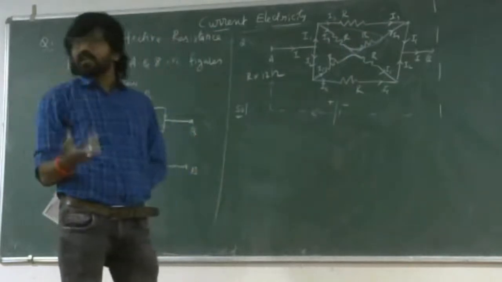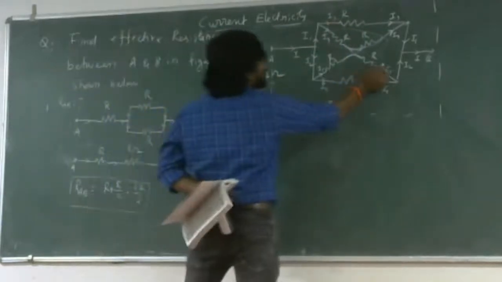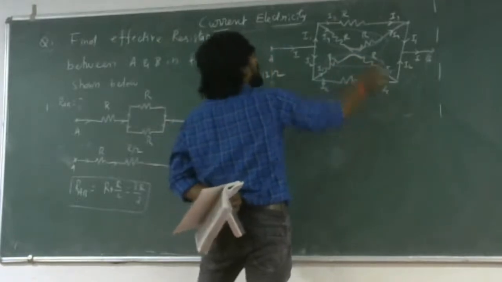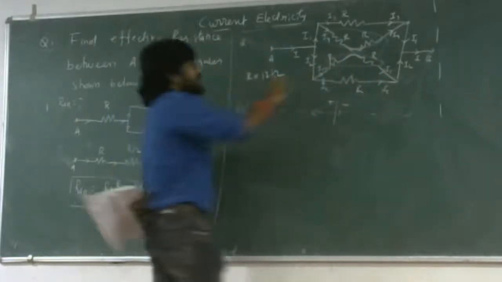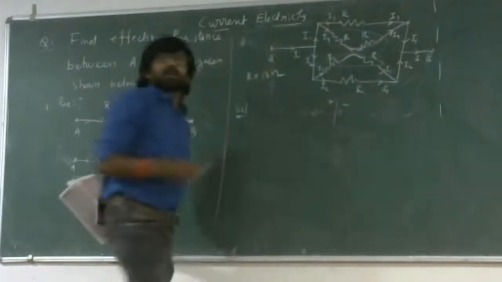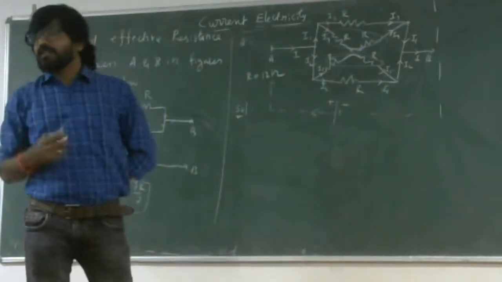Reduce again further. Similarly, these two are in series. The resultant one and this will be in parallel. Reduce those two into one. So like that, this resultant one and that resultant one will be in parallel. That will give you the effective resistance.